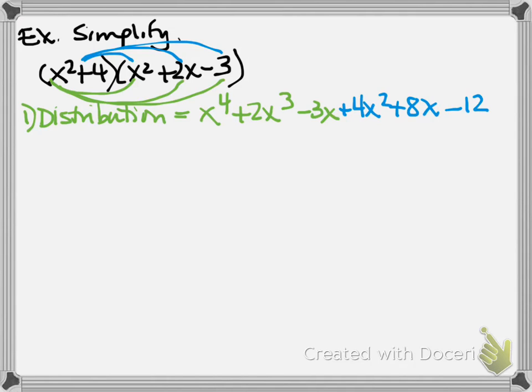For negative 3 times x squared, would it be negative 3x squared? Oh, yes, you're right, sorry. This should be negative 3x squared.